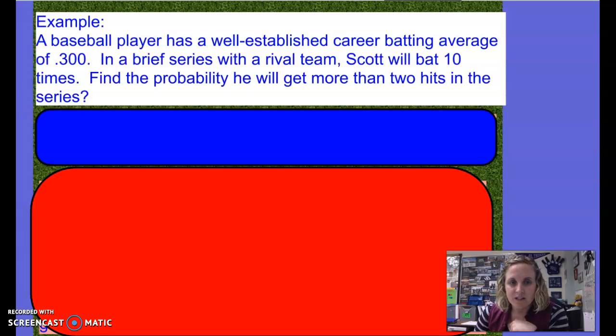All right. So last example. A baseball player has a well-established career, a batting average of .300. Hey, that's pretty good for a baseball average. In a brief series with a rival team, Scott will bat 10 times. Find the probability that he will get more than 2 hits in the series. All right, loaded question.